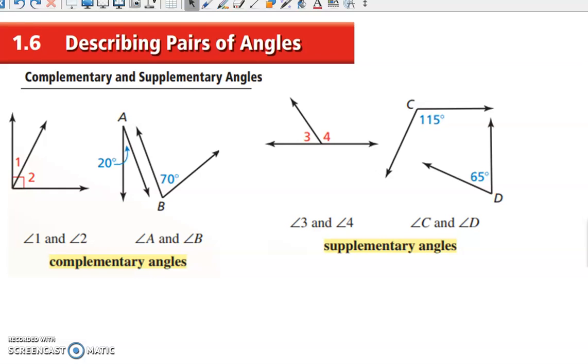Supplementary angles. Supplementary reminds me of the straight angle. Supplementary is 180 degrees. Now it doesn't just have to be a straight angle, it could be any two angles whose measure adds up to 180 degrees. That's supplementary. So 3 and 4 here would be on a straight angle, so that has to be 180.